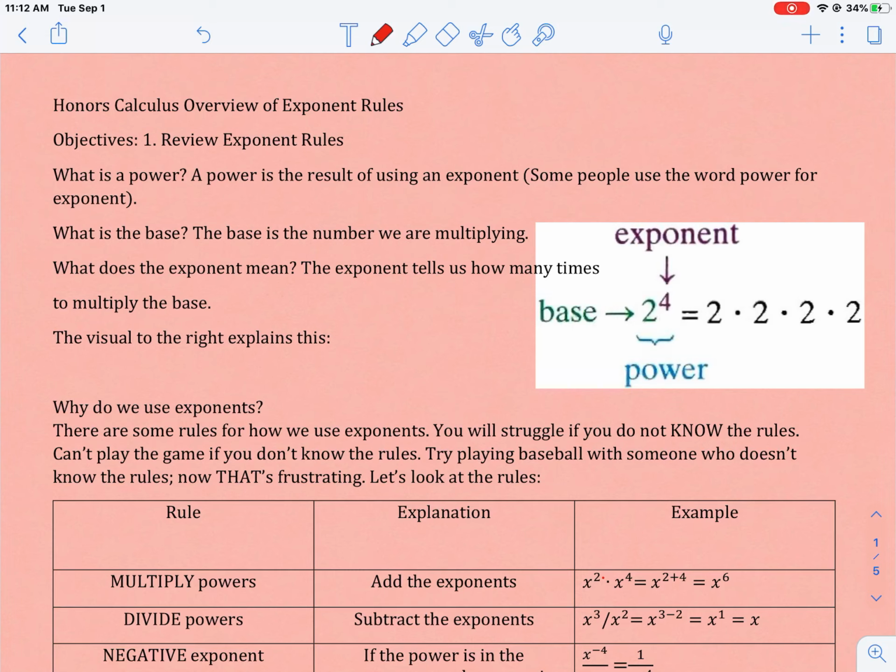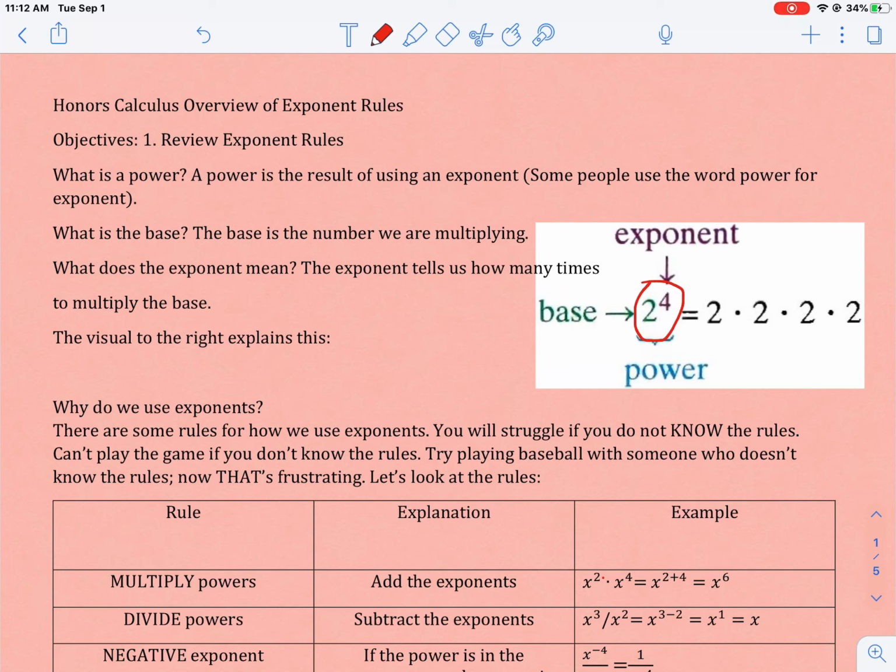But basically, what I'm looking at here is, what's the power? The power is the whole thing right here. That's called a power. The base is the big number. The exponent is the small number, usually written at the top, near the top right corner of the base. So the base is the number we're multiplying, and the exponent tells us how many times to multiply it, okay?